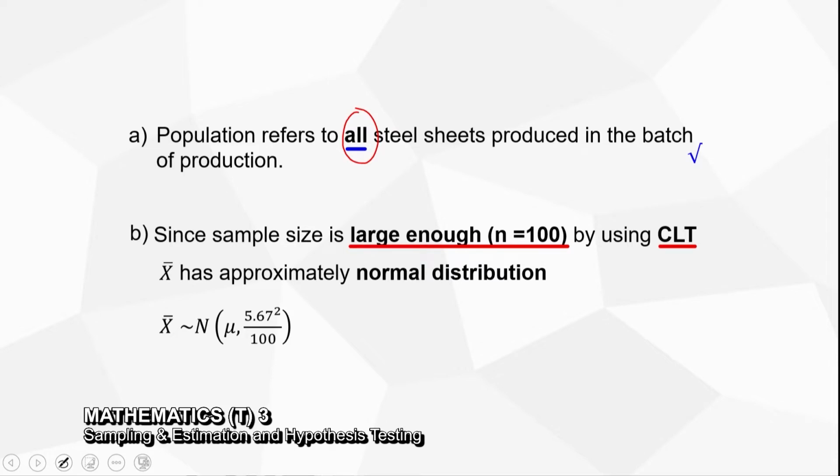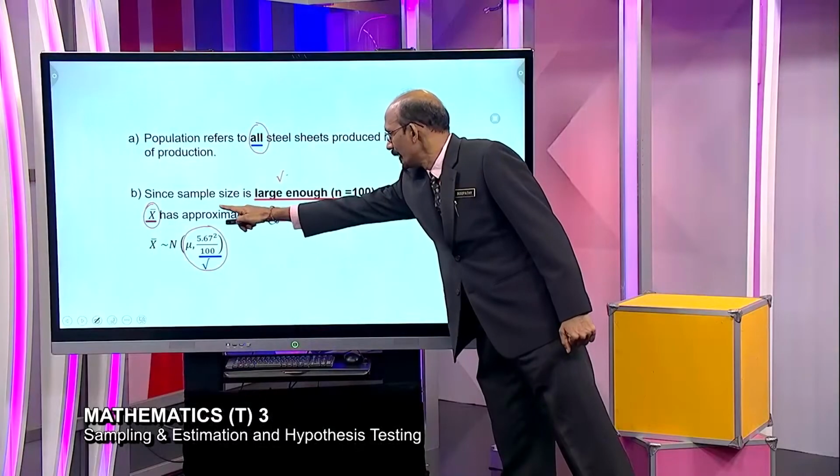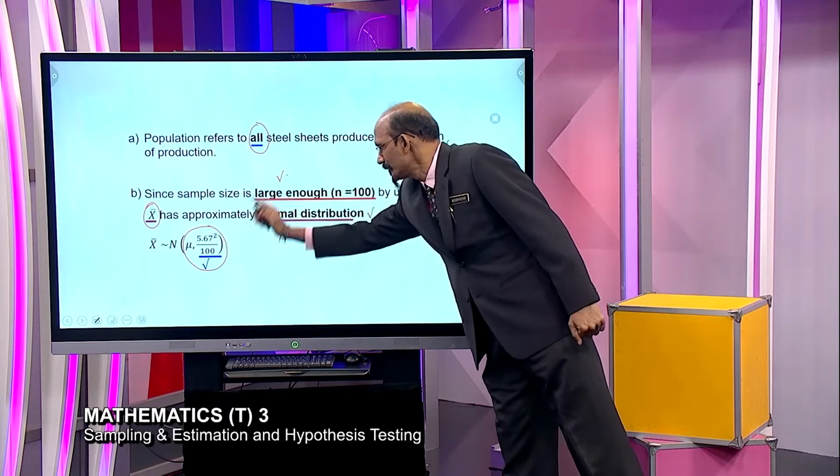Then we determine the distribution. The distribution here is normal distribution, so X bar is normally distributed. Then we have to state the parameters. What are the parameters? These are the parameters. Clearly shown here, stating the distribution is approximately normal will give you 1 mark, and then your parameters will give you 1 mark.